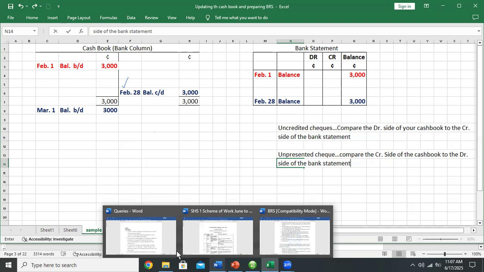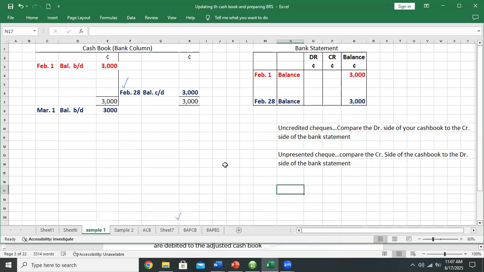Okay, so the remaining reasons, and please take note of them. Let me put those things here. Bank charges. These ones, what we do is we update them in the cash book. So update in the cash book. So bank charges is one of them. The other one is the standing order.